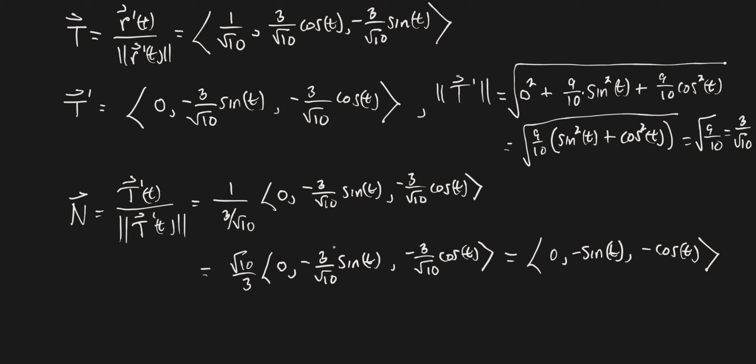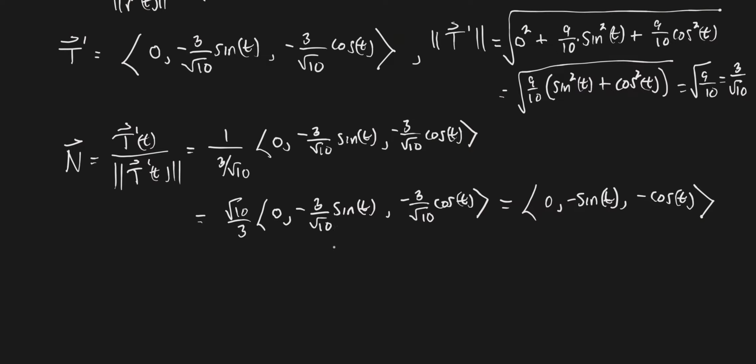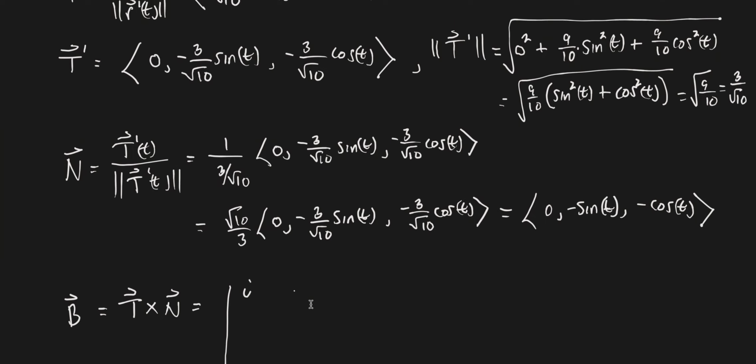Let's see what happens to find B. So the unit binormal vector now is T crossed with N. Since it's a cross product, I'm going to set up my 3x3. In fact, let me do it column by column. That way I know I'll have enough room.